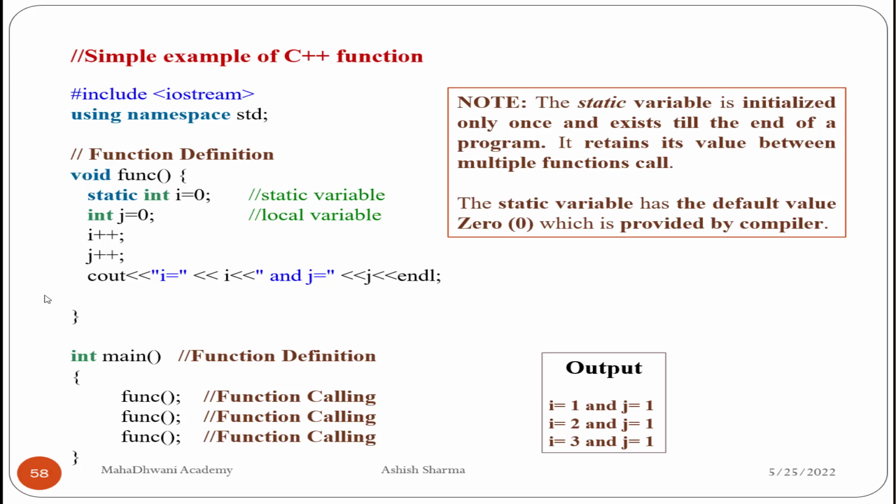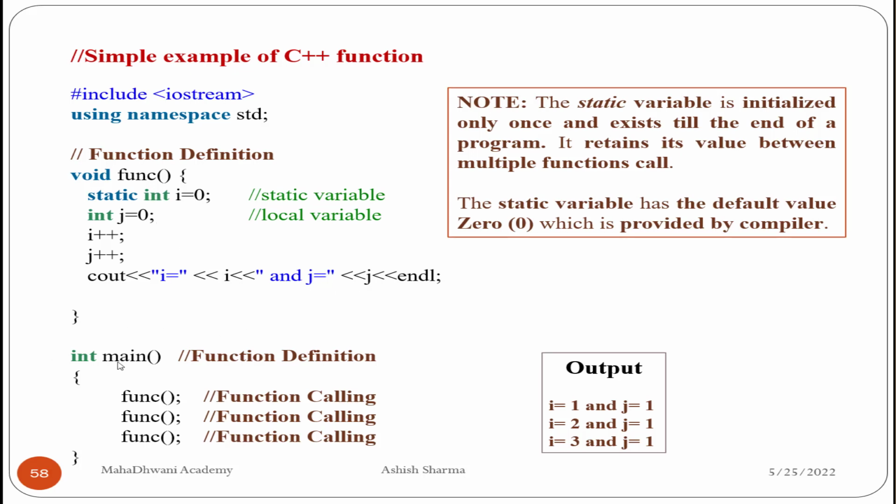This is the whole function definition. We close the function here. Now this is the function definition. Just remember we have one static integer type variable i initialized to 0, and one non-static variable j initialized to 0. Now come to the main body.